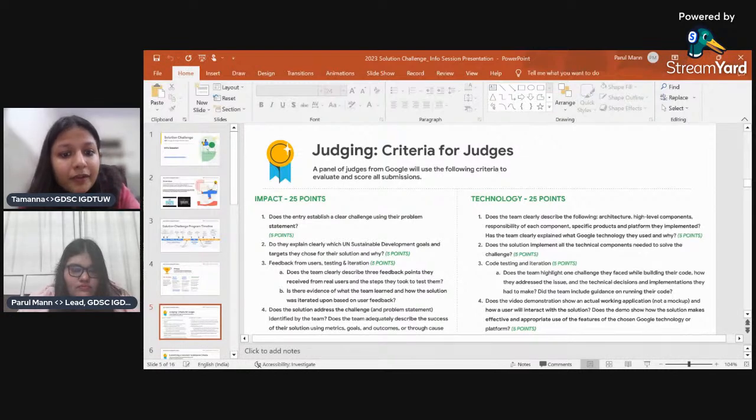The third is the feedback from users. This is really, really, very important. So whenever you plan on an idea or make a project, do take feedback from users. And the users can be the particular age group that you are targeting, that is your target group. So do take feedback from them.